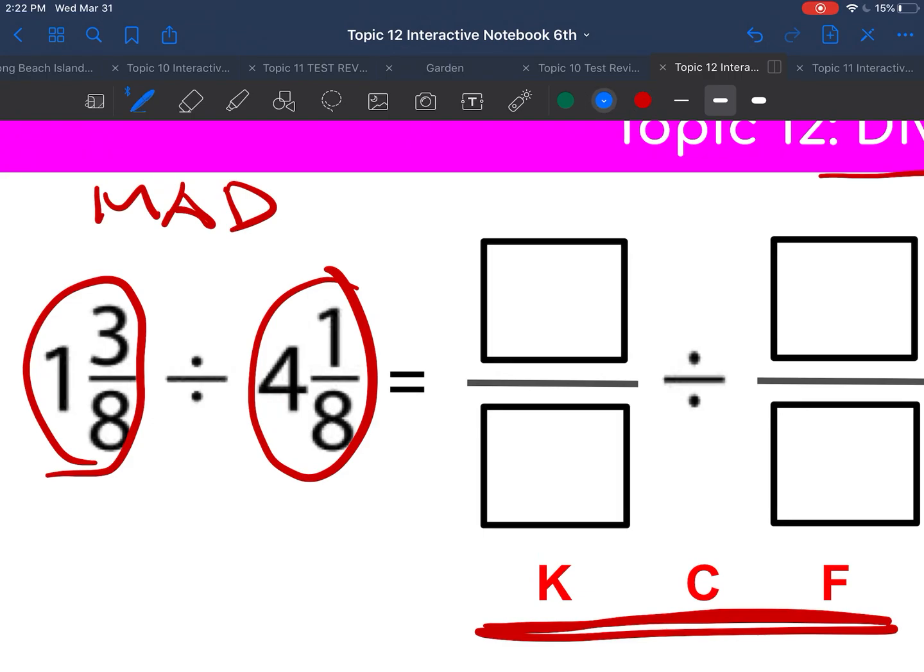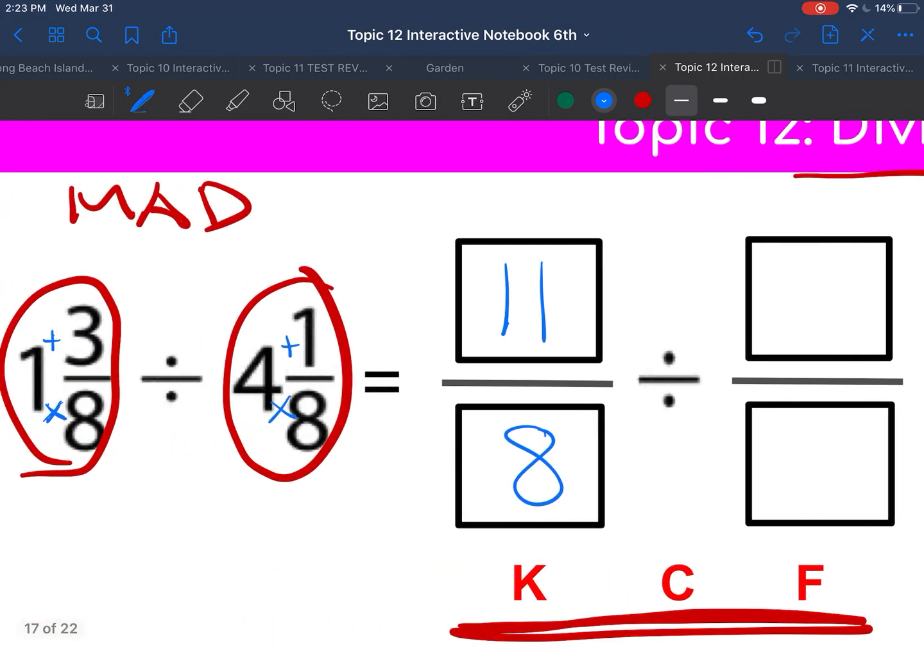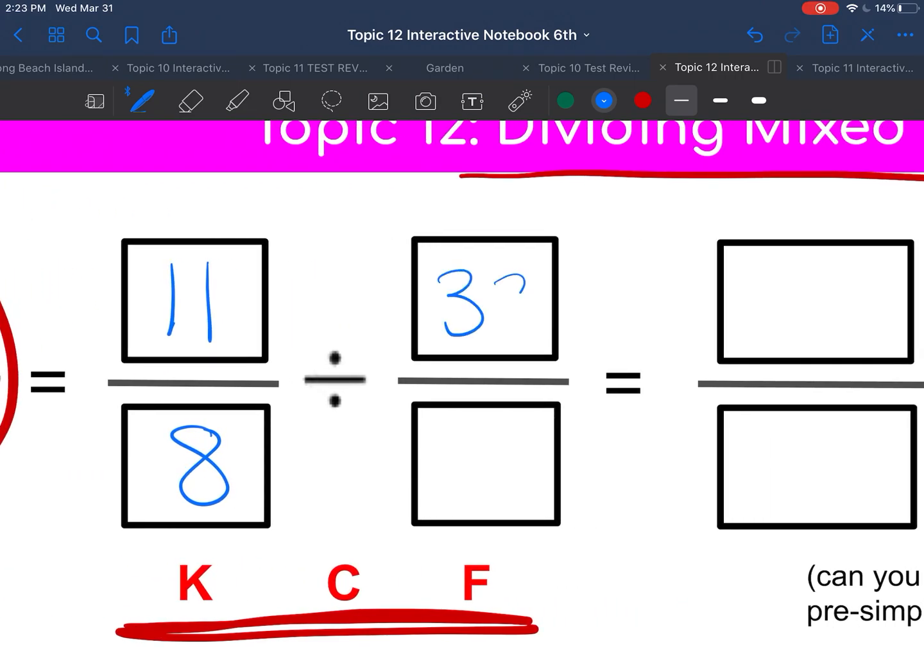We need to multiply the denominator times the whole number. So 8 times 1 is 8. We have to add the whole number to the numerator. So 8 plus 3 is 11. So that becomes 11/8. And we have to do the same thing with the other one. 8 times 4 is 32, plus 1 is 33/8.